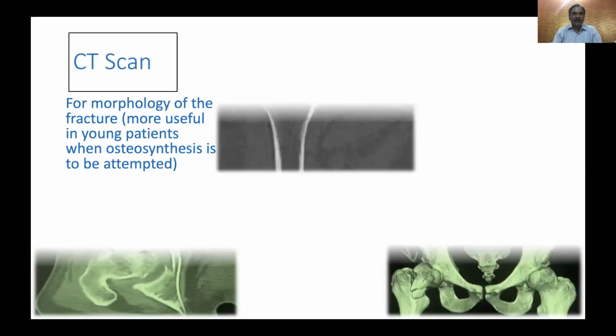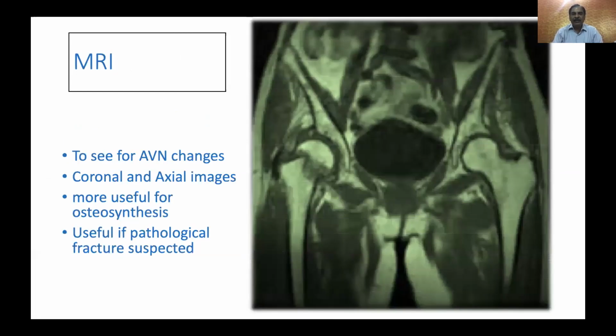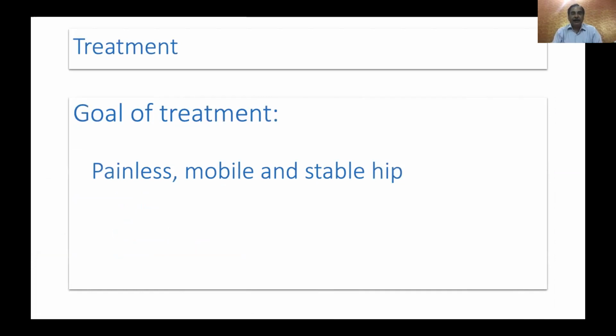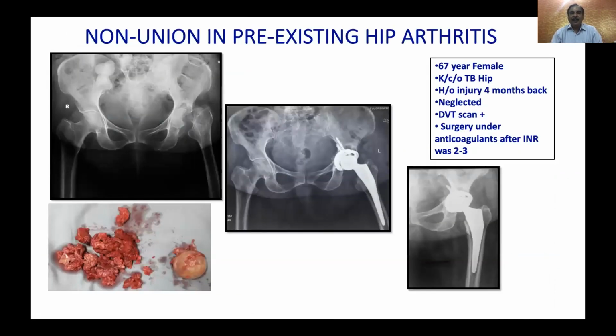That will suffice. Now the CT scan in a younger patient, when you want to do fixation or osteosynthesis, will be more useful to look at the morphology, and similarly MRI is more useful to see the AVN changes. But then in an old patient, if you have a strong suspicion of a pathological fracture, you may need it. Now the treatment is aimed at providing a painless, mobile, and stable hip to the patient. And like I said, the replacement for the elderly patient is the treatment of choice, and let's see why.